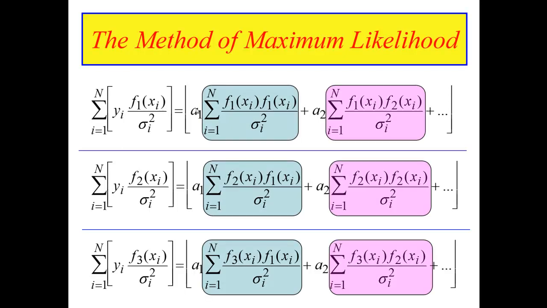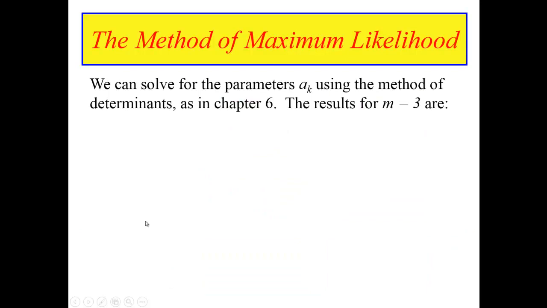So you've got these summations in the terms on the right-hand side, each of which can be calculated directly from a knowledge of the x sub i data points and the functional values at those x sub i's, as well as the uncertainties sigma sub i. And those would represent the coefficients in the matrix on the right-hand side. And of course, the terms on the left-hand side would also be easy to calculate based on the measured y values.